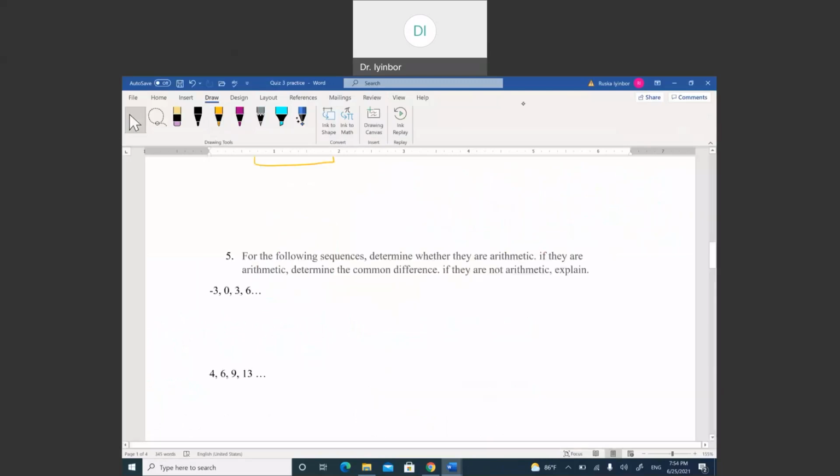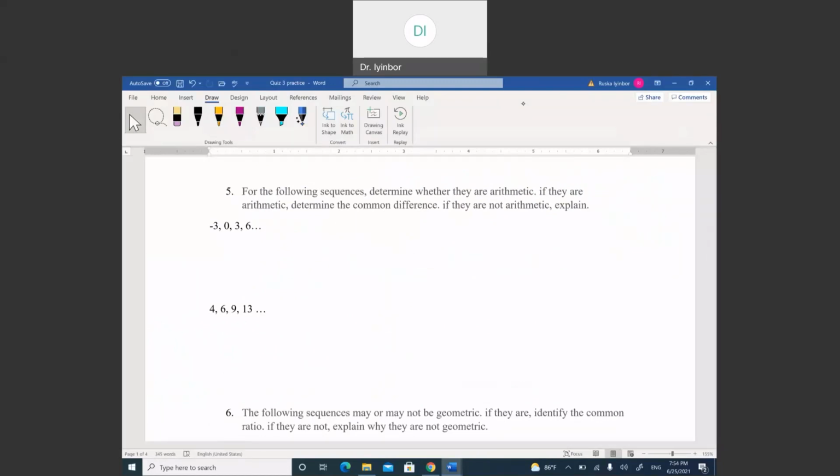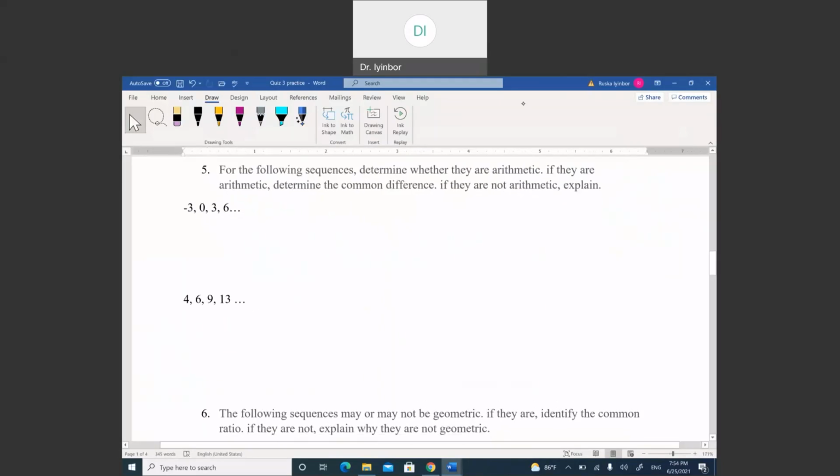is number 5. For the following sequences, determine whether they are arithmetic. If they are arithmetic, determine the common difference. If they are not arithmetic, we need to explain why they are not arithmetic. So this one, we have to see what the arithmetic sequence is. From number to number, you're adding or subtracting the same number, and that's called the common difference.